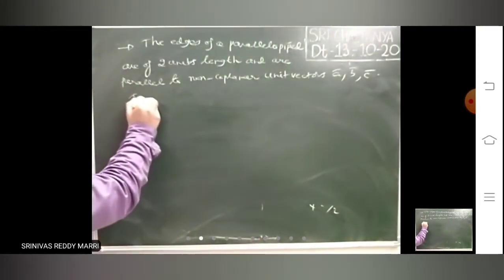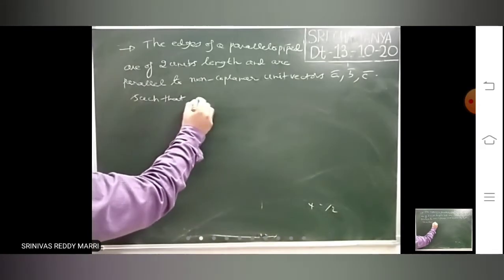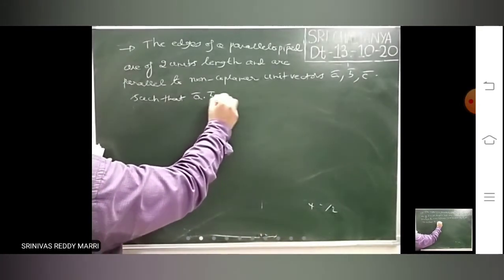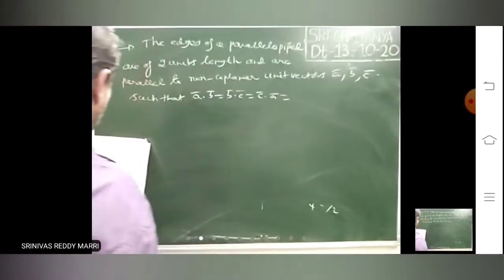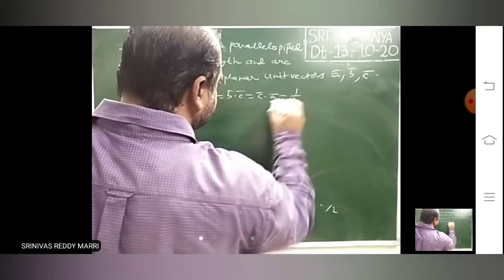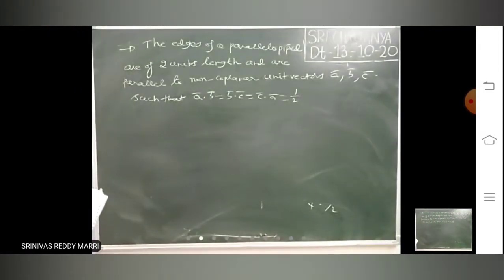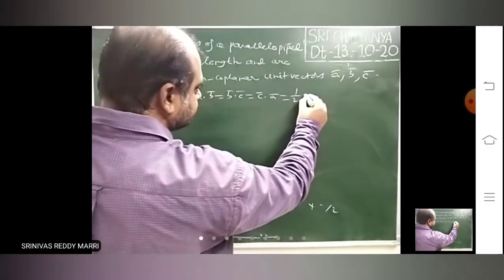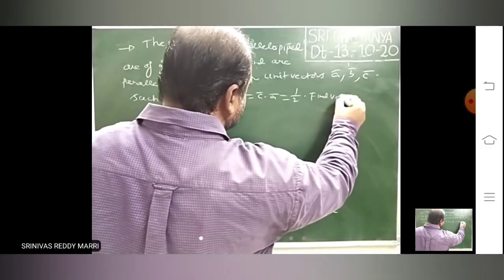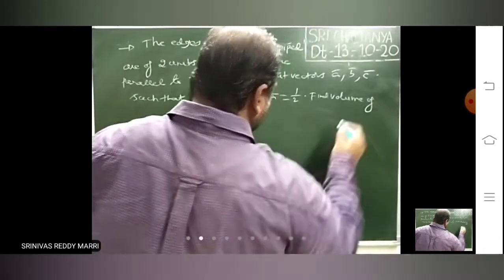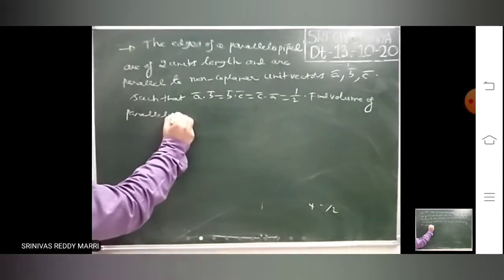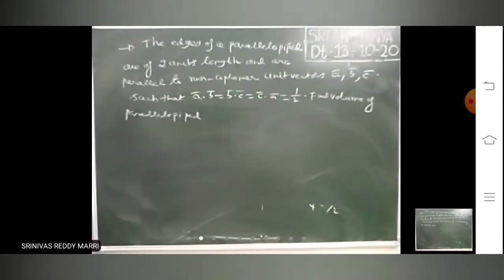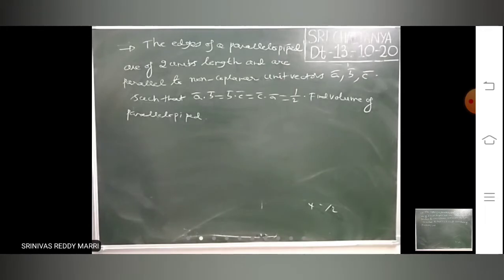A bar, B bar, C bar, such that A bar dot B bar equal to 1 by 2. Like this it is given. Find the volume of the parallelepiped. Look at this, it is given like this, right?